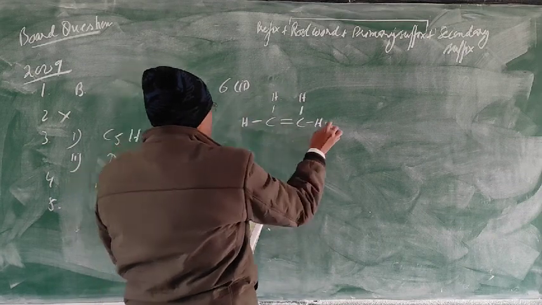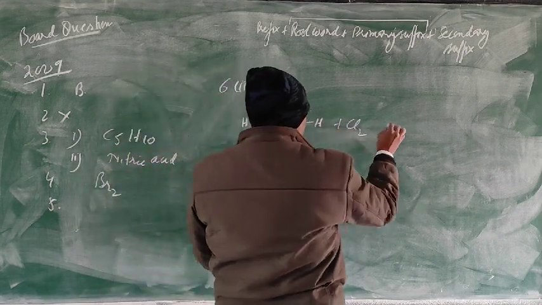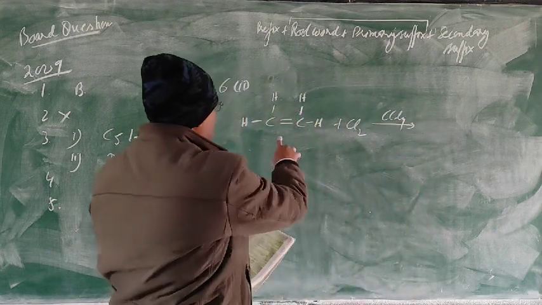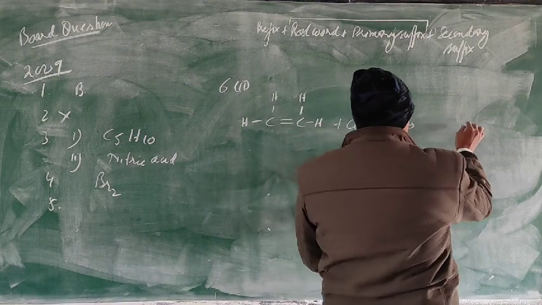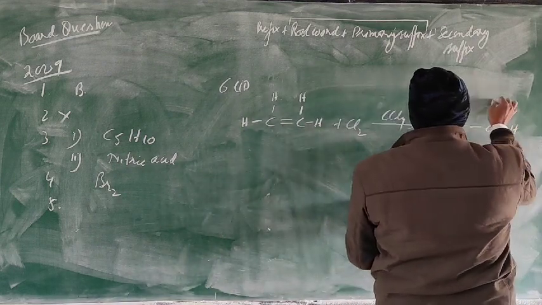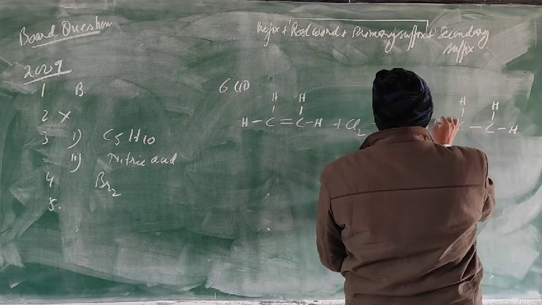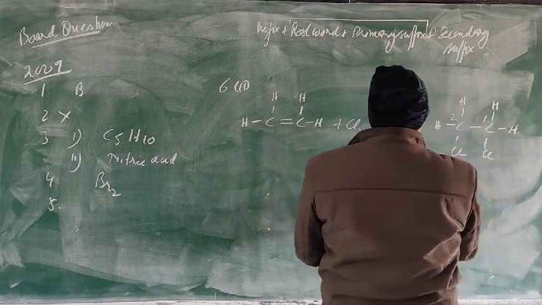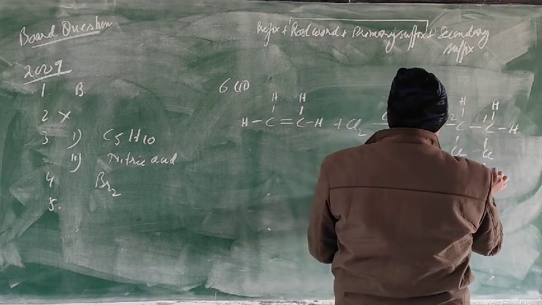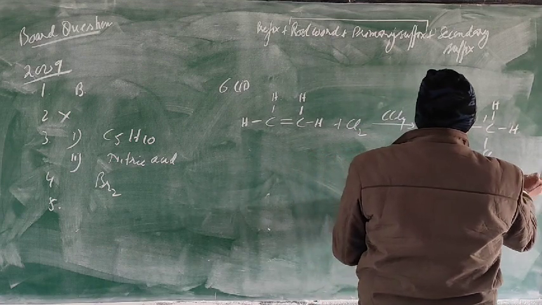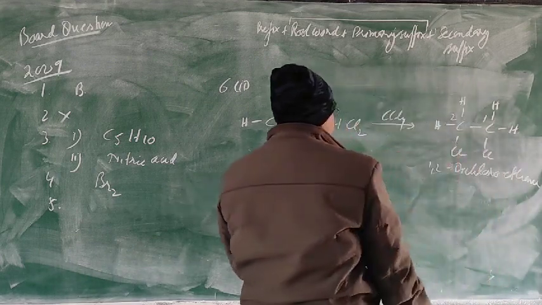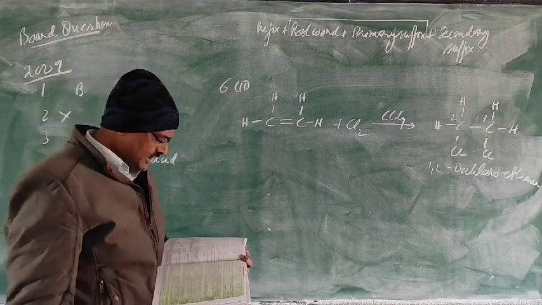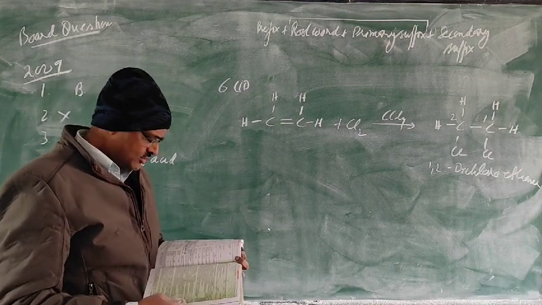It reacts with chlorine in the presence of CCl4. This bond is broken and the chlorine atoms will be added on both the carbon atoms. So you will get 1,2-dichloroethane. Marks will be given on the reaction, okay? The reaction must be correct. Name is not the matter. Then this 6th one is over.